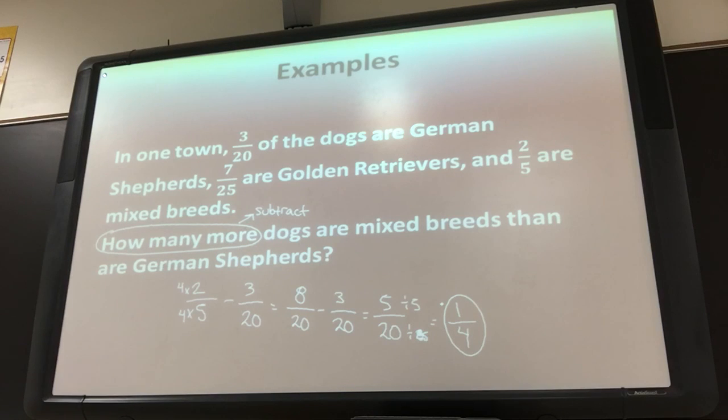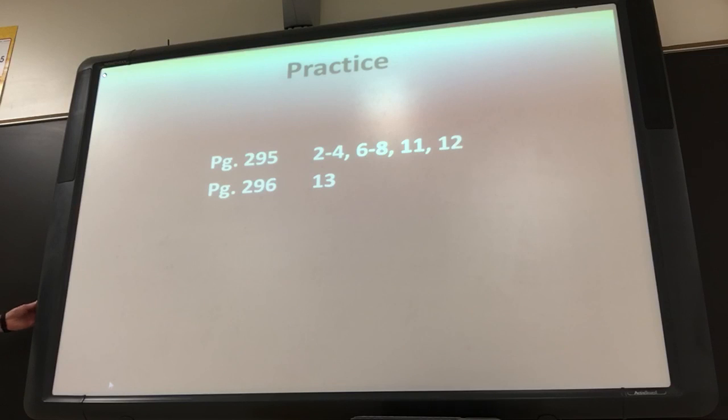So when simplifying, if you can divide both the top and the bottom by the same number, do that. Get that simpler or smaller fraction, and then we're good. Any questions on that? All right, so we got a few problems to work on.